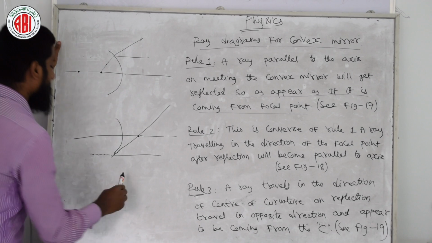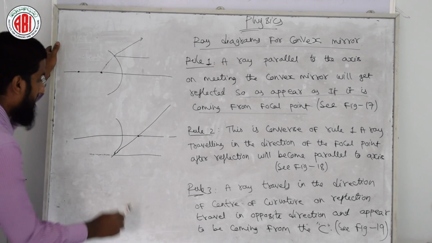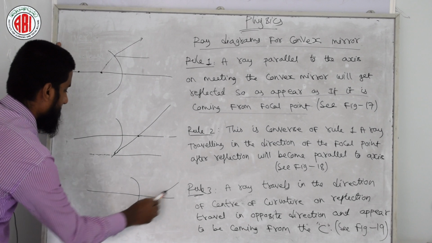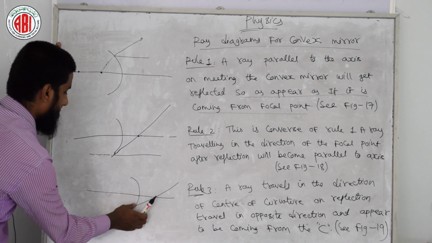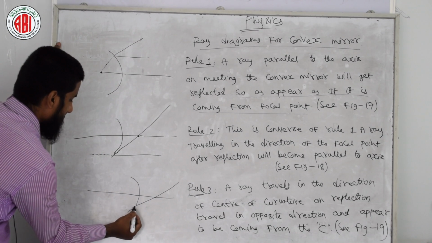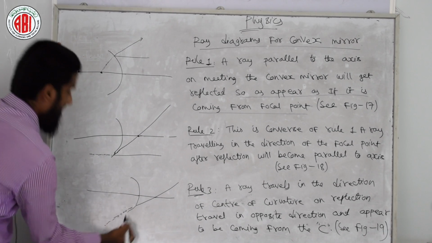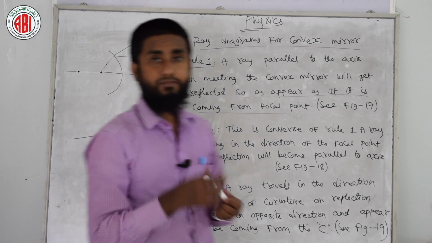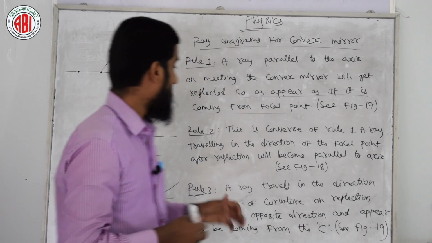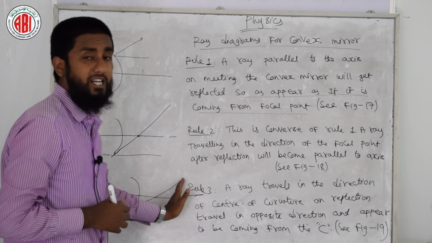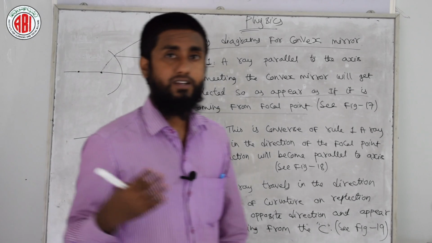And rule 3, you can see this, hope you can see this part of the board. This is a convex mirror. When the light is going through the center of curvature, it appears to go straight like this to the mirror. So this is a rule for convex mirror. This is the theory part. If you want, you can copy down this part, as well as I am giving the pictorial representation on screen.